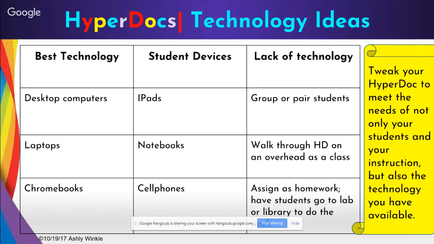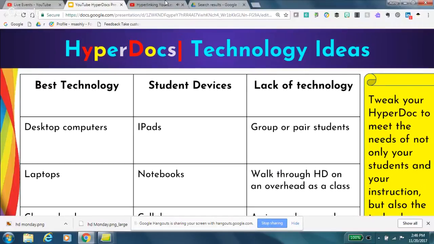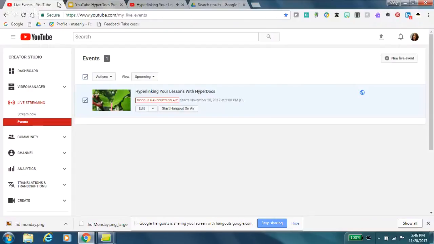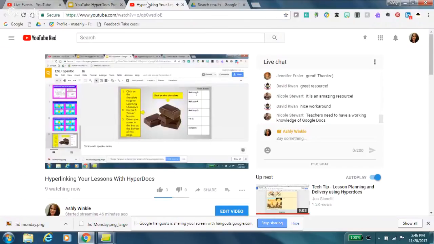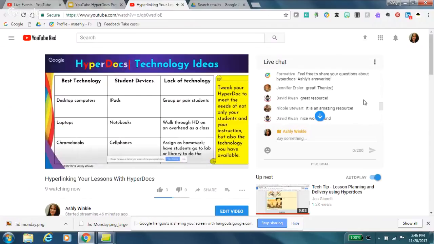The other thing that you're able to do with HyperDocs, as far as differentiation goes, is perhaps not every student is at the same reading level, so you can give them different HyperDocs to work on individually, and the other students around them don't know that they're doing a different level, but that way they can work at their own level. And I'm going to stop real quick to see if there's any comments or questions.